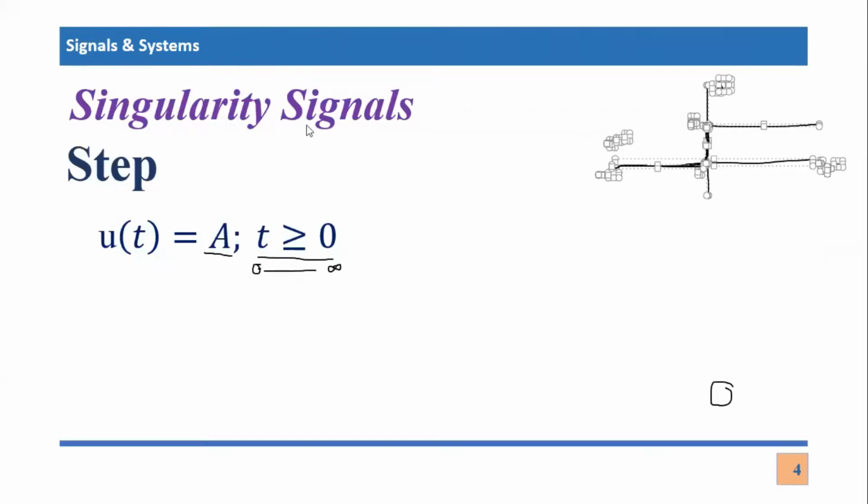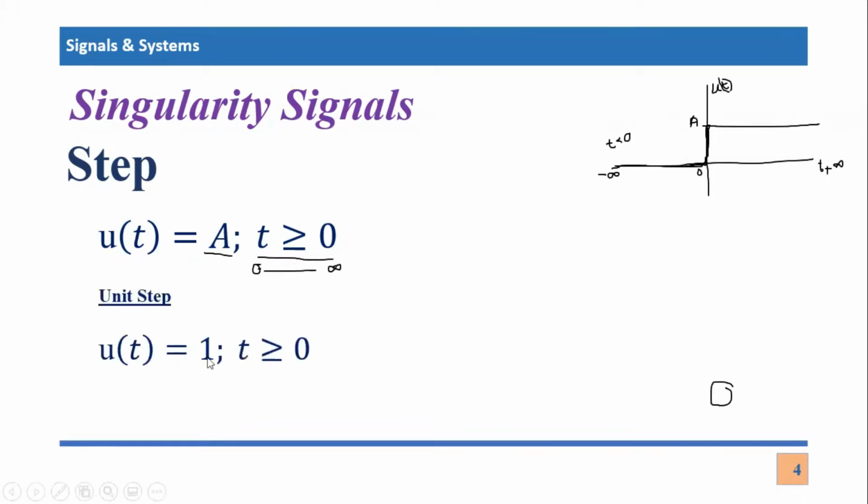Now let's talk about another variation of the step signal, which is known as the unit step. This is the equation of the unit step. The big difference between the step and the unit step is that its amplitude or strength is equal to 1 here, instead of the general value A. So the value of the signal is equal to 1 whenever time is greater than or equal to 0, and elsewhere it is 0.